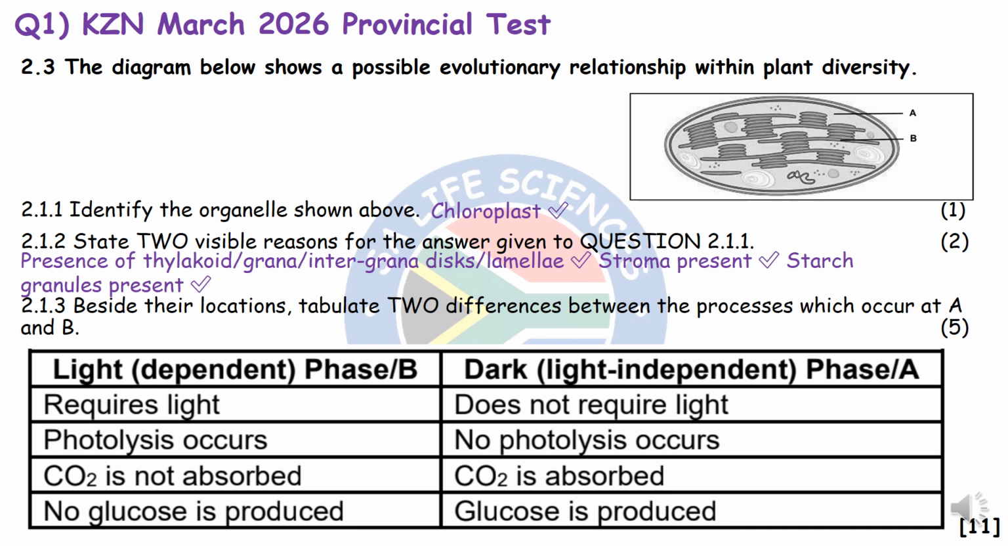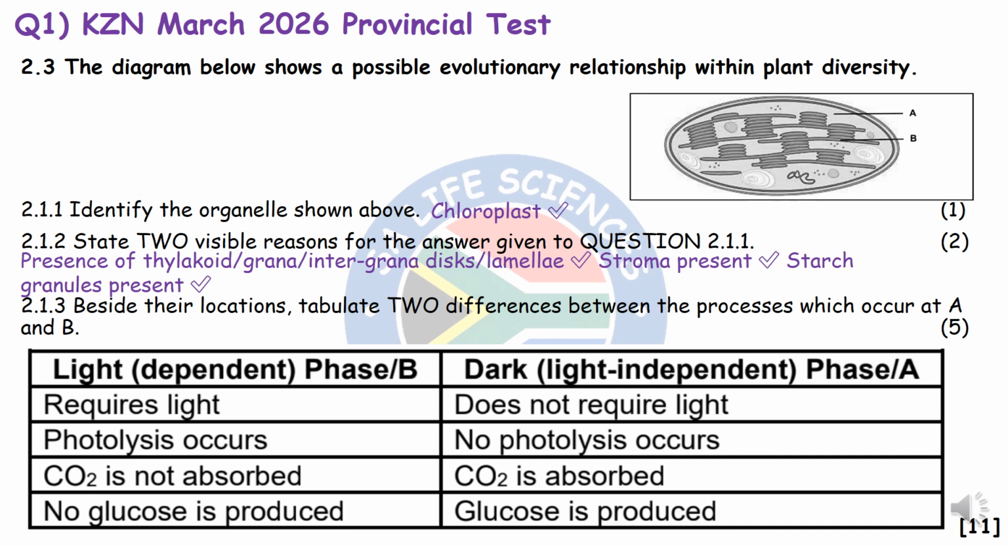We cannot say that there is a double membrane or an inner and outer membrane because mitochondria also have that feature. Therefore, we can't give that reason. The reasons we give have to be unique to chloroplasts.